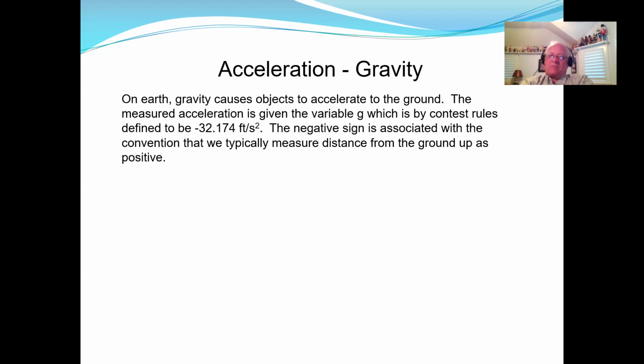The only thing I'd like to mention about gravity is that if you look at the physics of gravitational forces, any two masses that are in proximity of each other will experience a gravitational field.